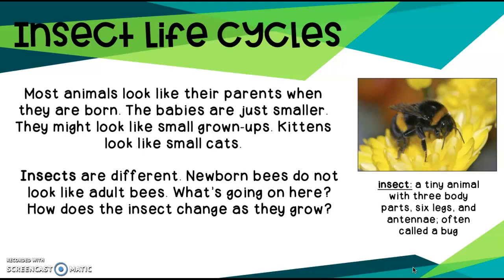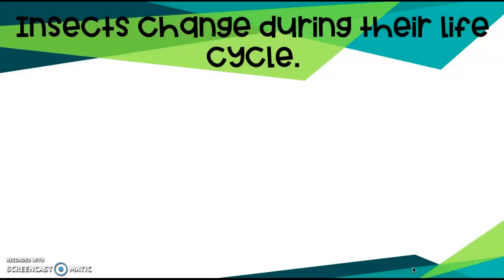Insect, a tiny animal with 3 body parts, 6 legs, and an antenna, often called a bug. Insects change during their life cycle.